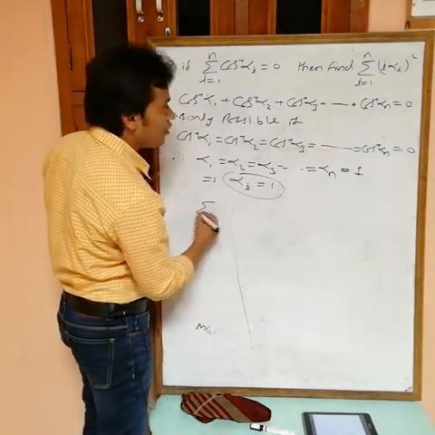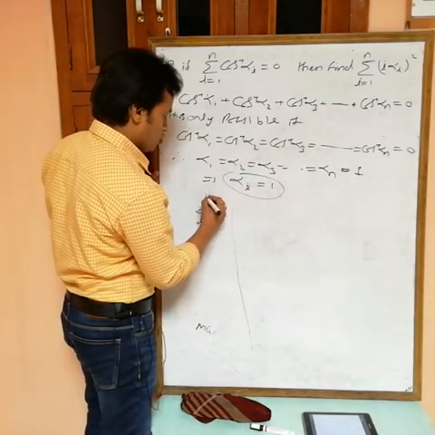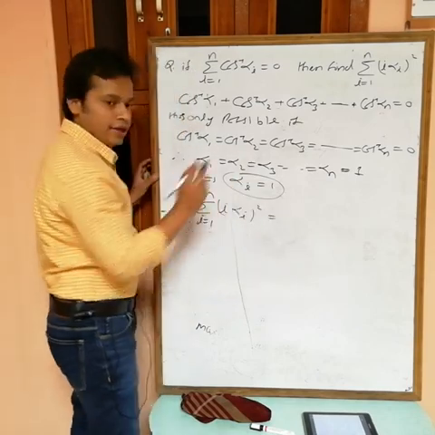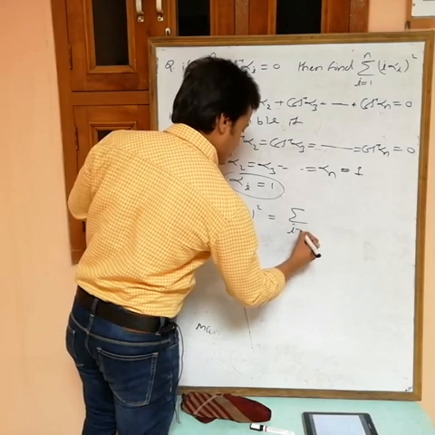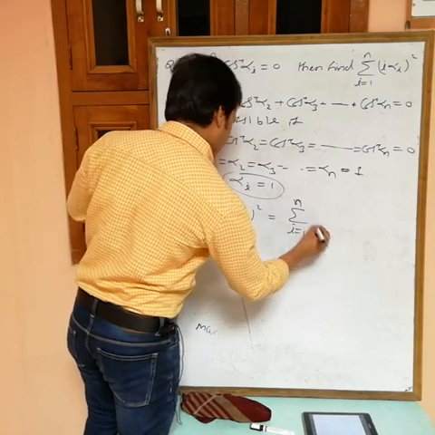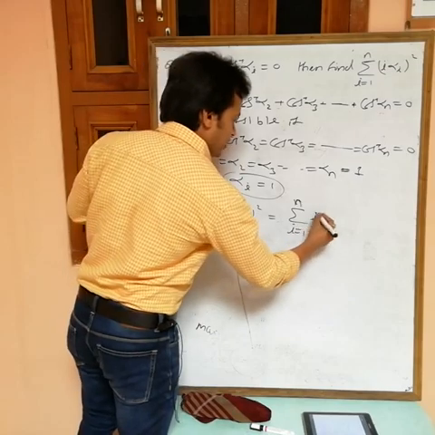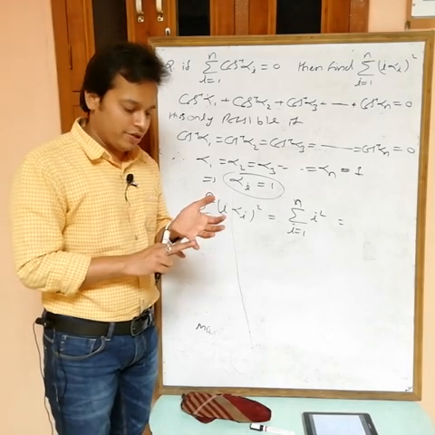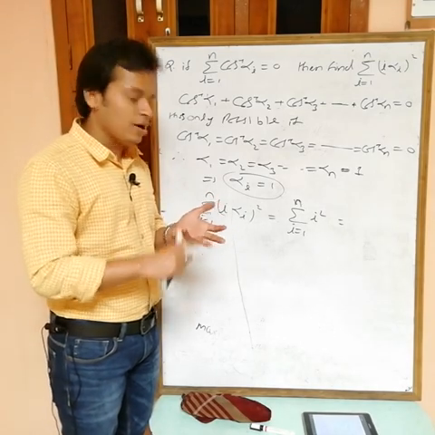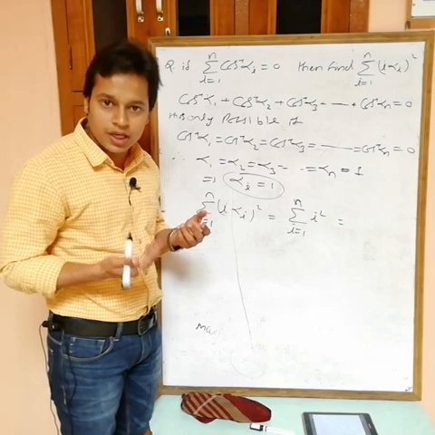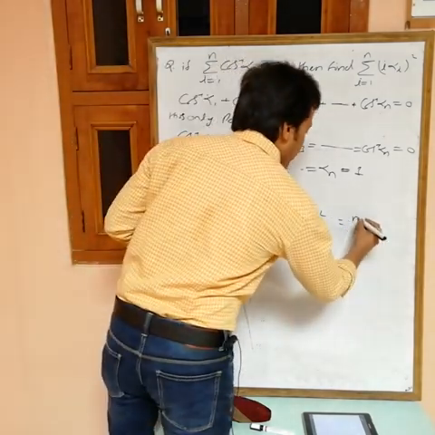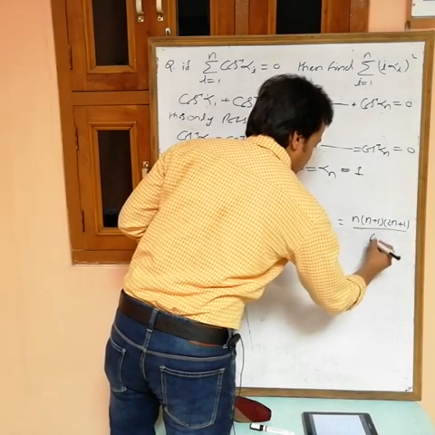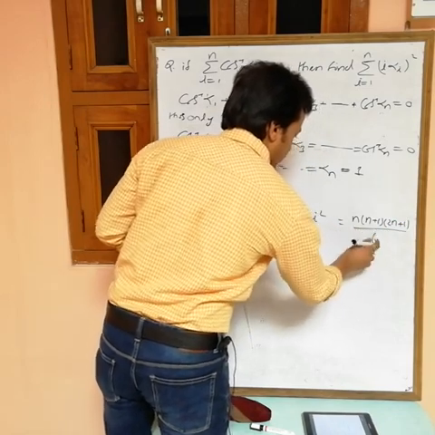Now all alpha are 1. What do we want? The value of the summation from i equals 1 to n of i alpha i square. Now alpha i is 1, so we get the summation of i square. If you put i equals 1, you get 1 square, plus 2 square, plus 3 square, up to n square. The sum of squares of the first n natural numbers is n into n plus 1 into 2n plus 1 by 6. Okay, done.